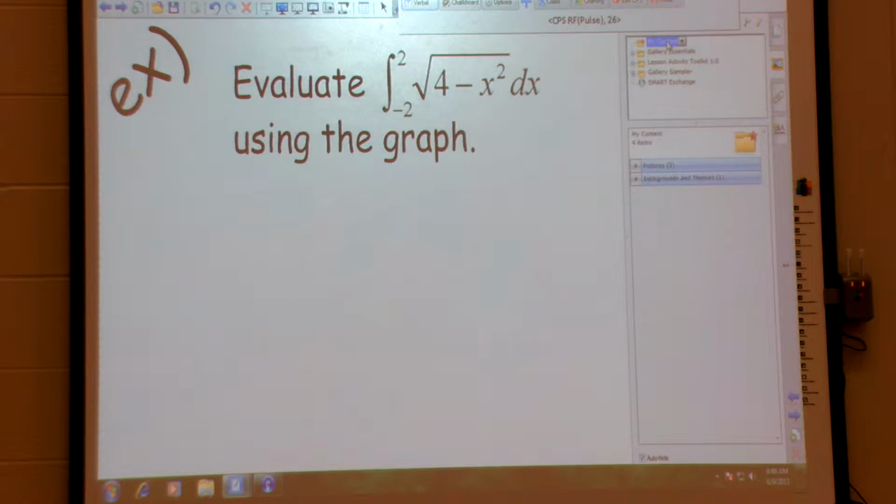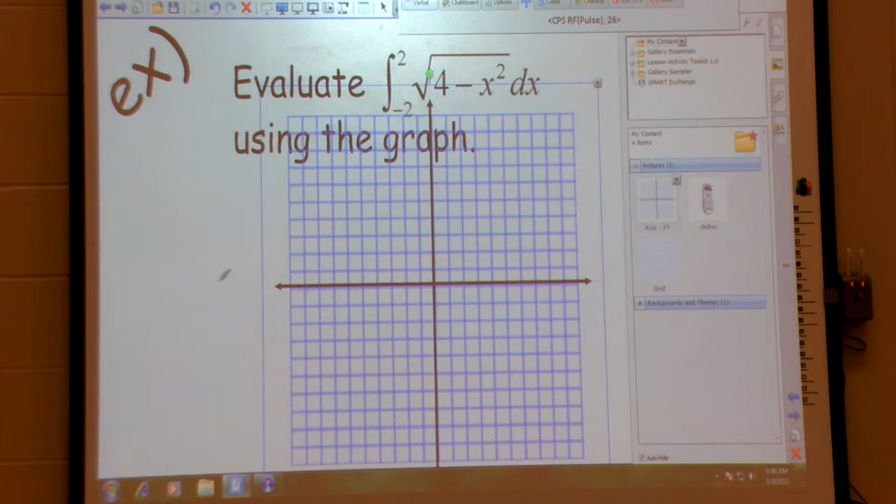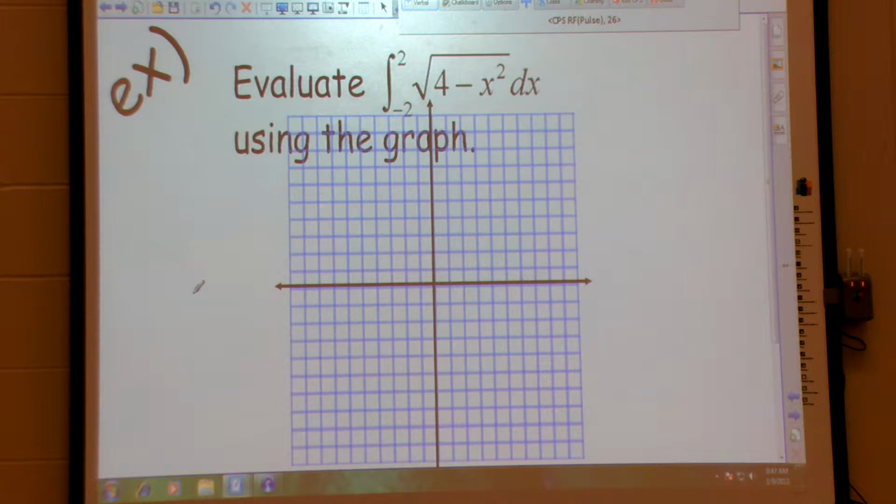Curve, so I'm going to go ahead and get some graph paper here. Oh yeah. Why are you using that clicker? Let's graph. Okay, so here we go.